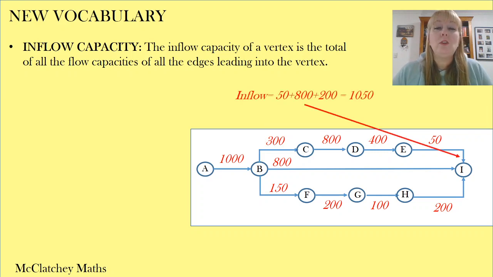On the other hand, if you look over at the sink on the other end, which is represented by vertex I, it's got three different edges leading into it. It's got the top edge of 50, the middle edge coming from B of 800, and then it's got that bottom edge coming out of H of 200. So the inflow capacity for I is the sum of those three edges. 50 plus 800 plus 200 is 1,050. So you may need to do some fairly simple additions when you're working out inflow capacity.